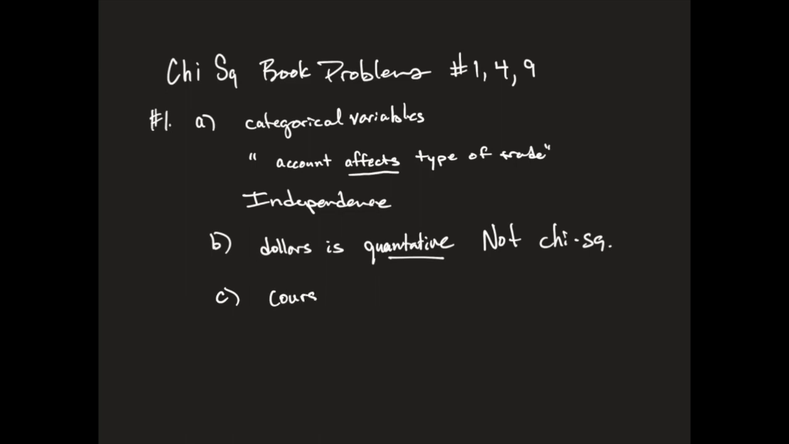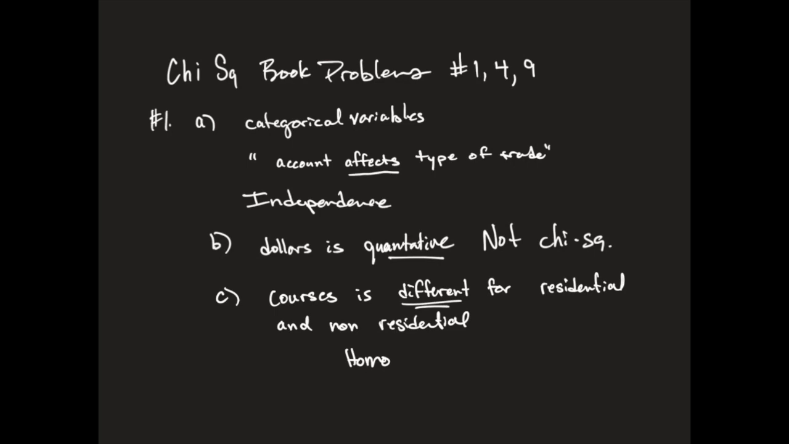Number 3, here again, if you know the words to look for, this is really just identifying the correct description. This problem is talking about humanities, social sciences, science, and so forth. Is that different between residential and non-residential students? So you're looking at 2 groups, and you want to know if they're the same or if they're different on a particular subject, what kind of courses they take. Obviously, that's key for homogeneity.